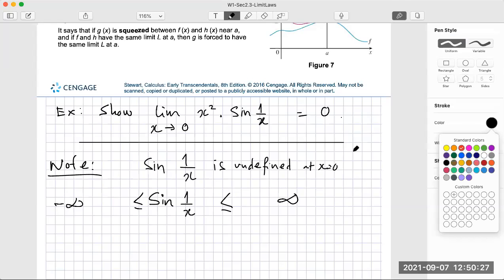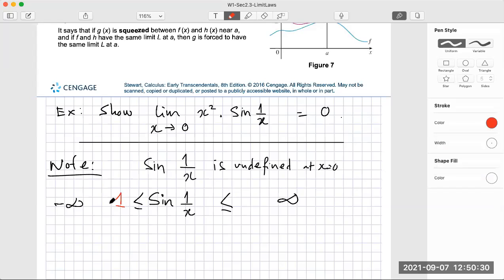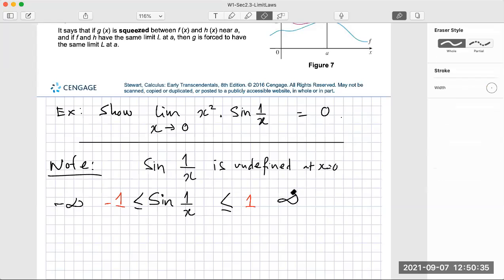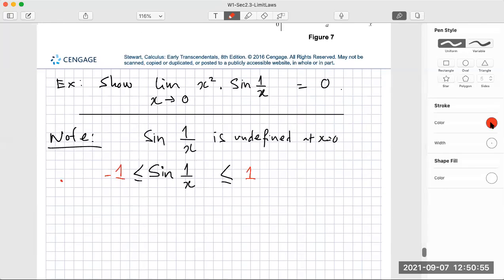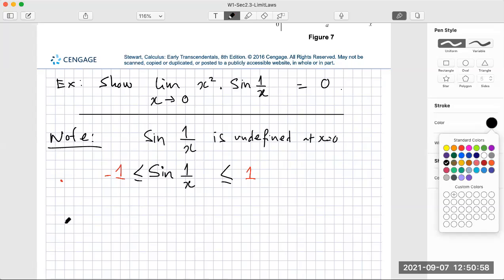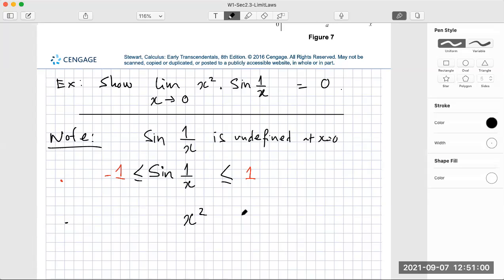So let us write it down because we know that sine is always larger than -1 and smaller than 1. Okay. Sorry, what is your name again? Isaac. Thank you, Isaac. So, interesting. It is bounded by -1 and 1. So, how about x squared? What is special about x squared? Always positive. Perfect.